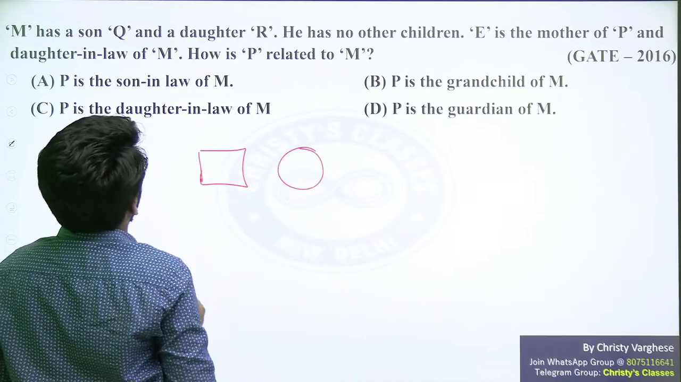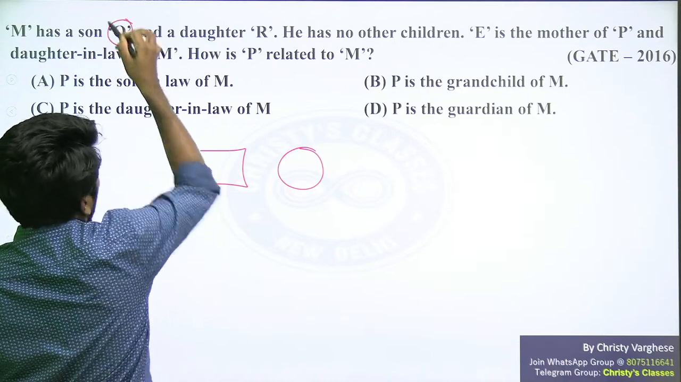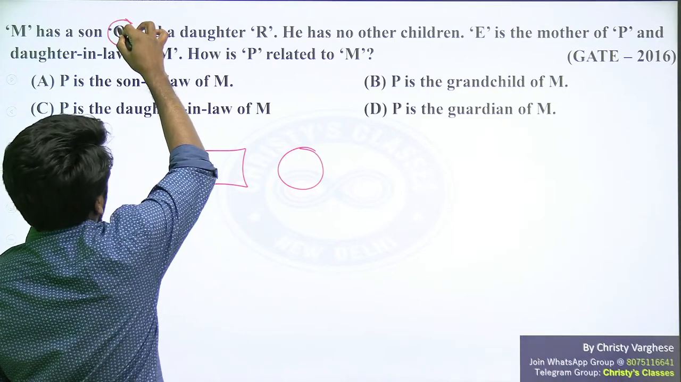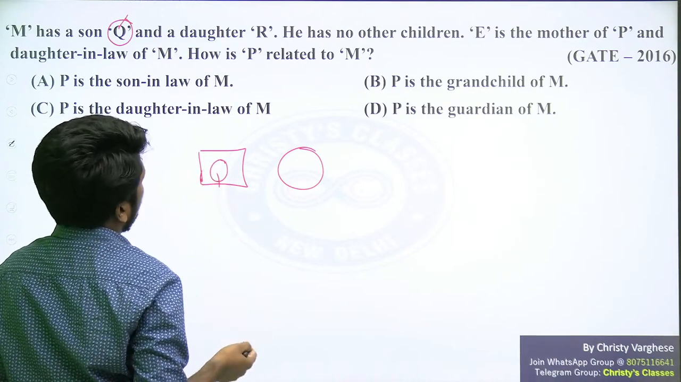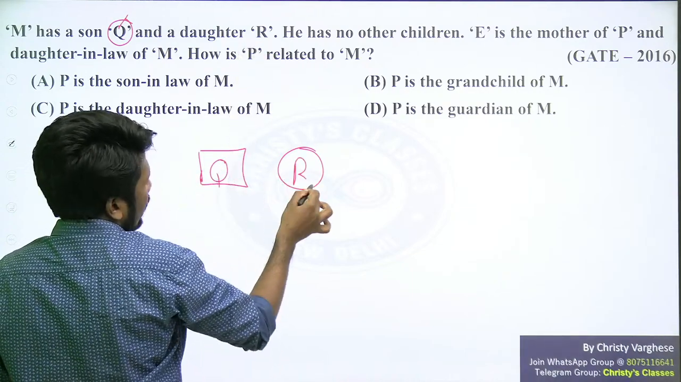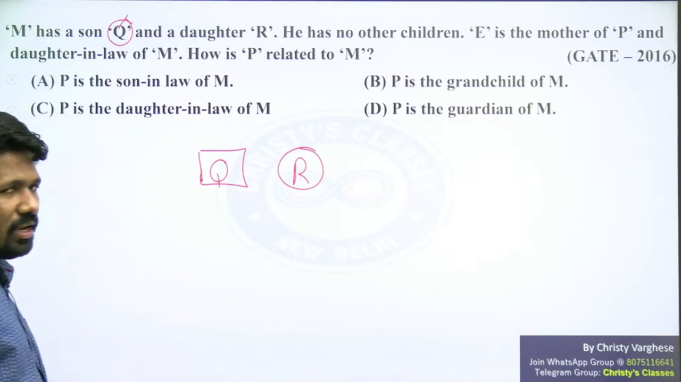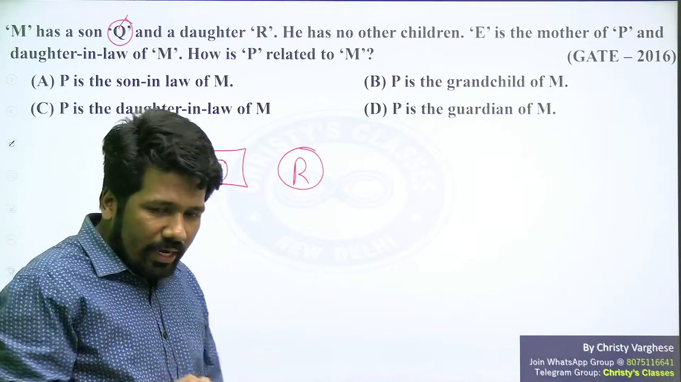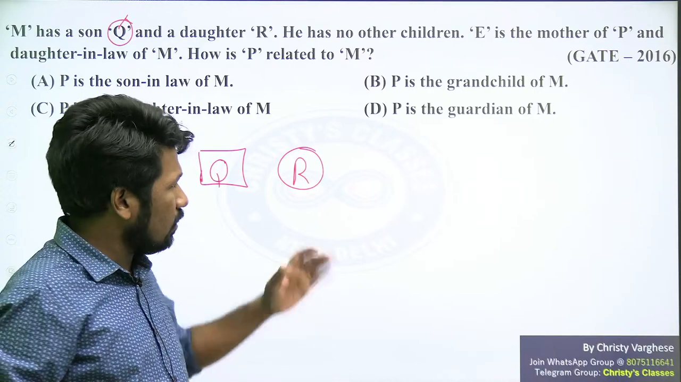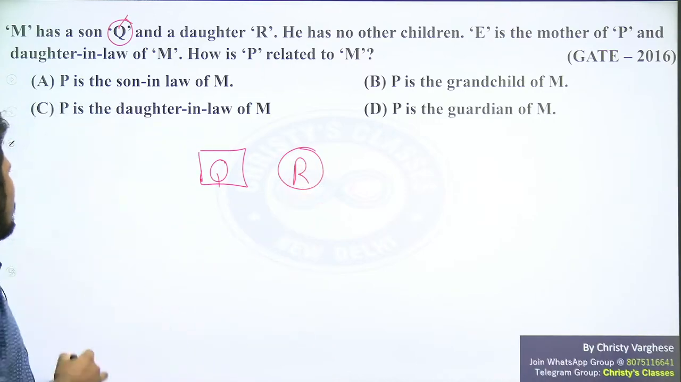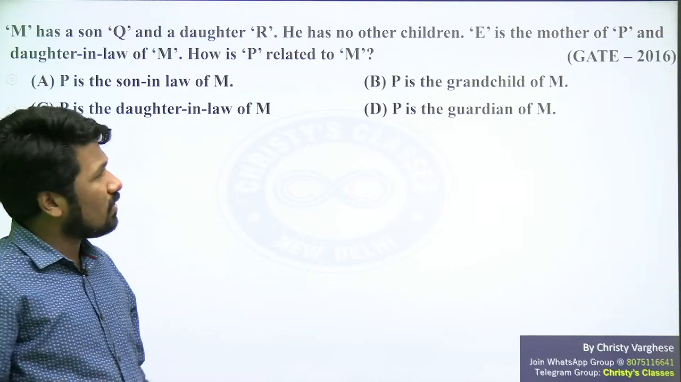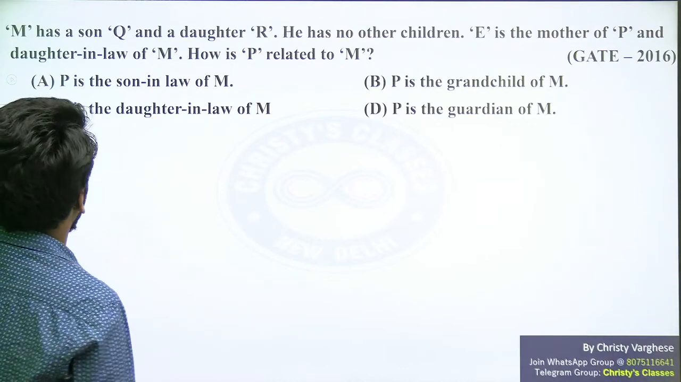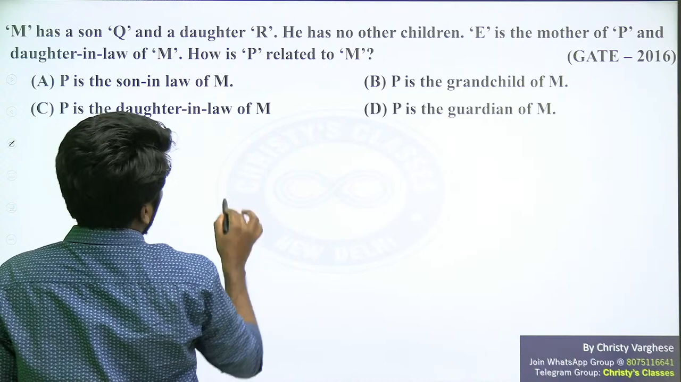For example, if M has a son Q, it means Q is a male person, as Q is the son. So you can draw a square outside Q. And daughter R means you can draw a circle outside R, so that you can identify the gender while you draw the relationship trees. But in some questions, that also is not necessary. Without that itself, you get the answer. But anyway, M has a son Q.